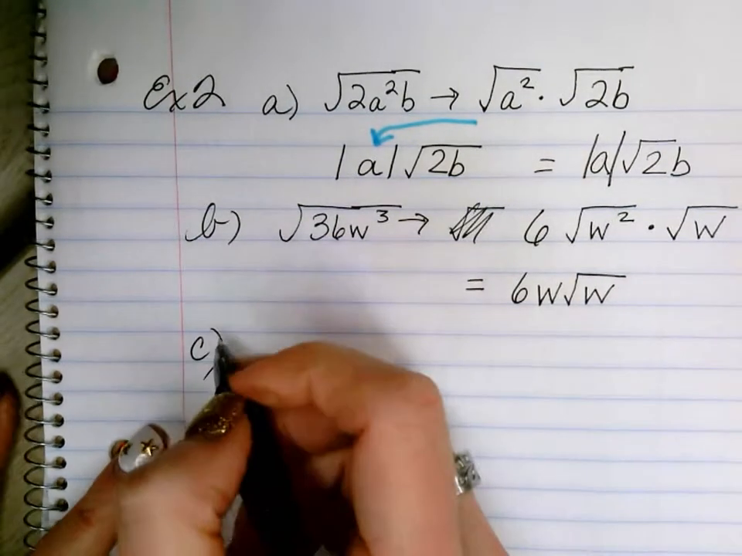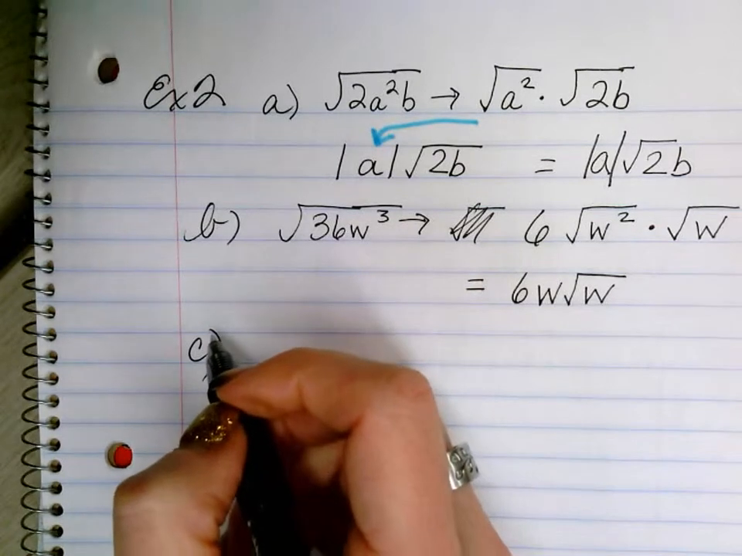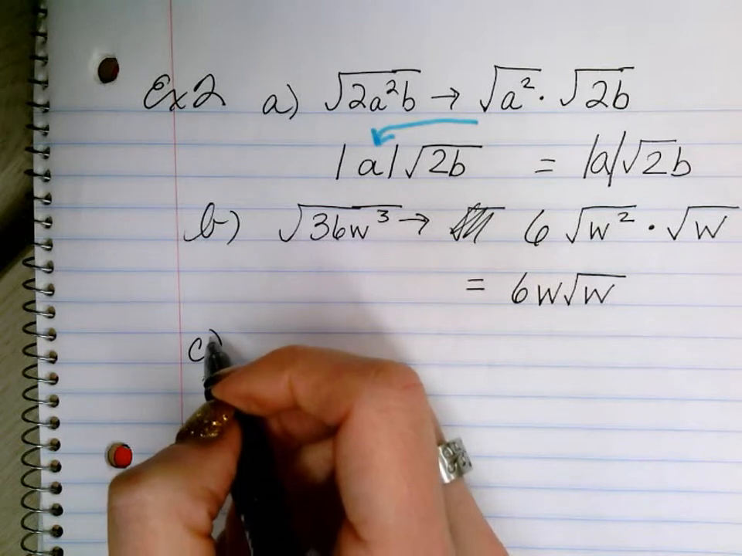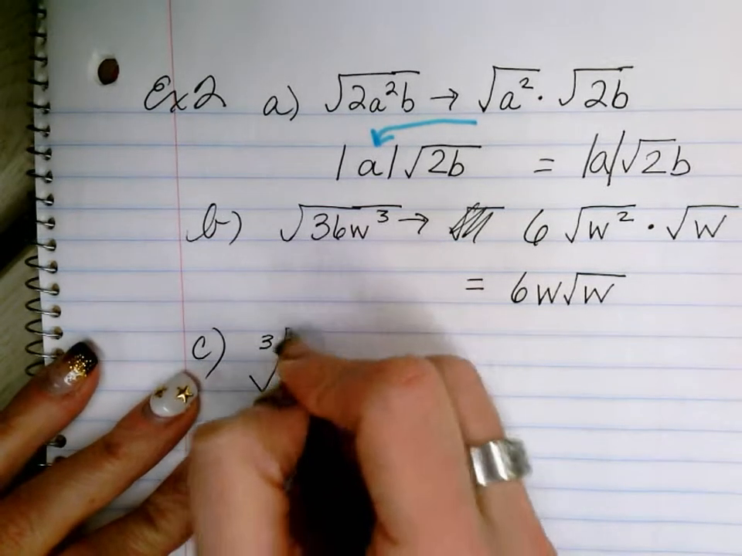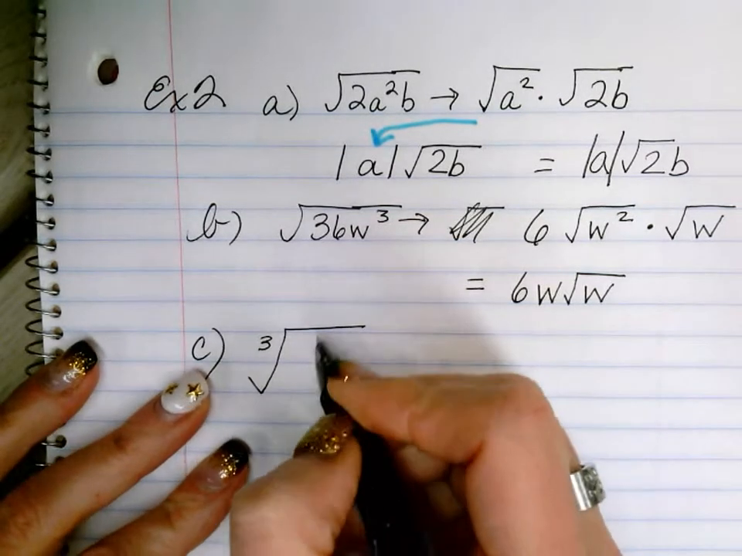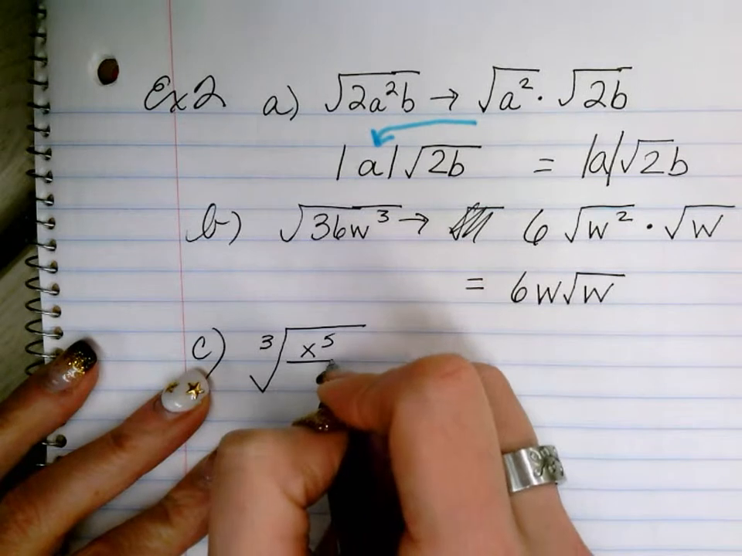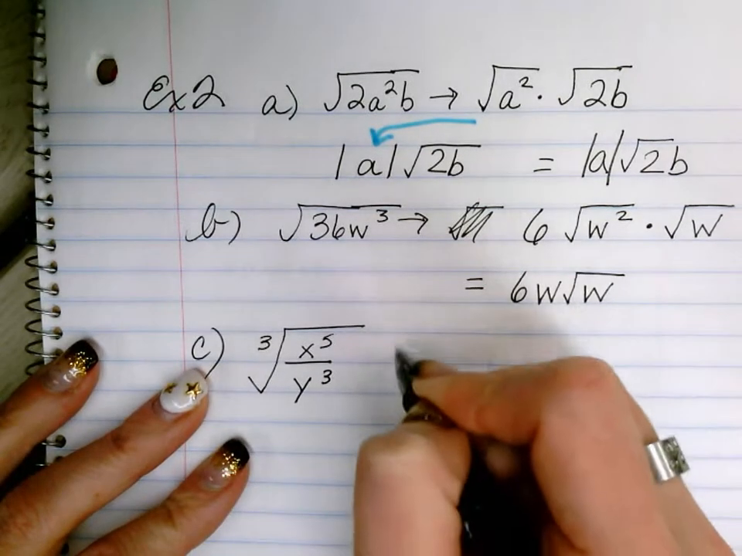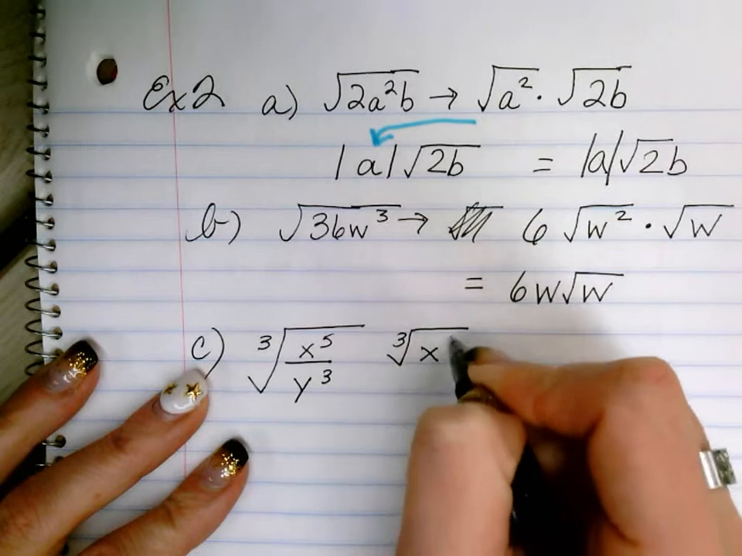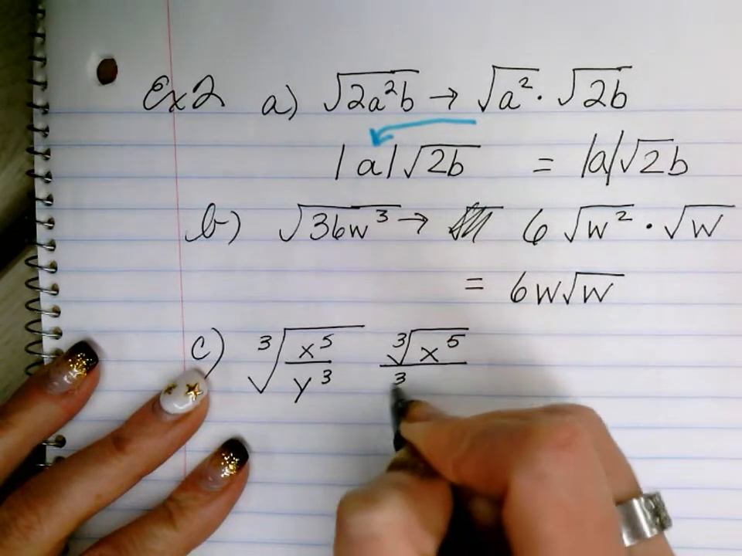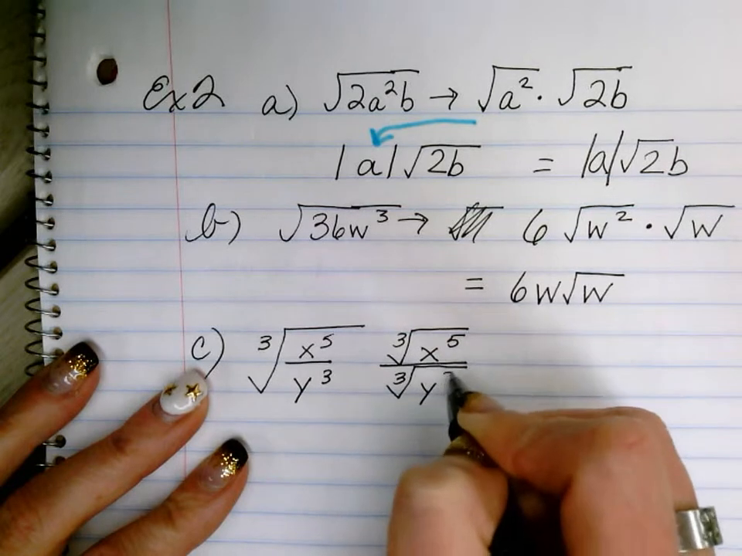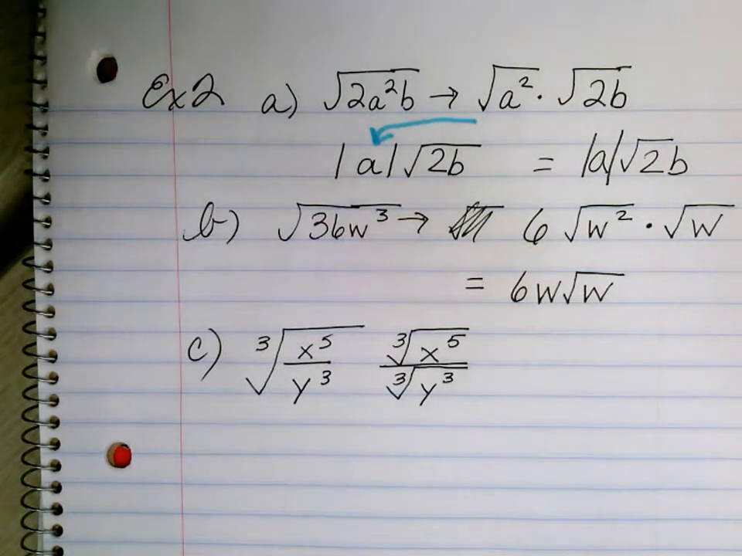Example C, the cube root of x to the 5th over the cube root of y cubed. So the starting thing has everything under the radical. We're going to break that up here in a minute. I'm going to write it their way to start with, x5 over y3. So it's the same thing as saying the cube root of whatever we can do here and the cube root of that. Remember that when you're dealing with exponents, with variables, you simply want to look for a 3.